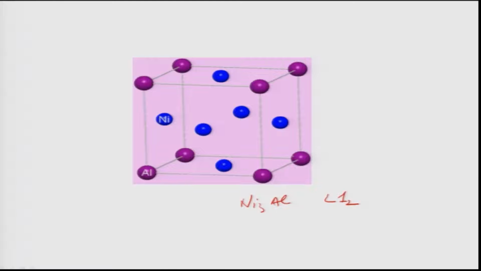Now this has 4 sublattices specifically. 1 sublattice is because of aluminum and 3 sublattices of nickel. Why 3 sublattices? Because we can put 2 face center atoms here like this and generate 1 sublattice. Similarly, we can have another 2 like this, another 2 like that, another 2 like this.